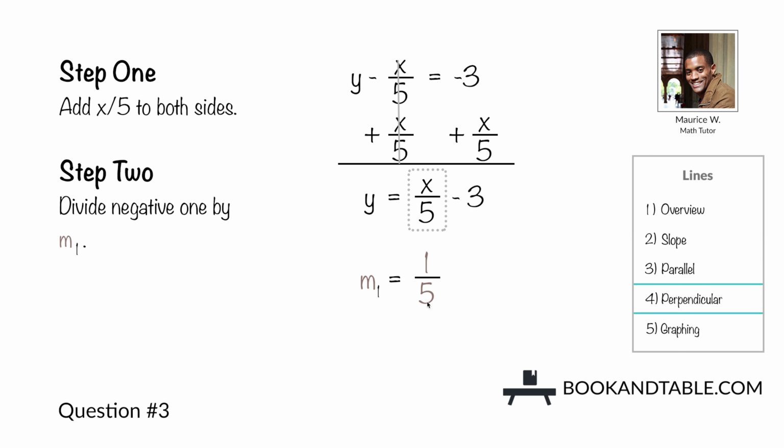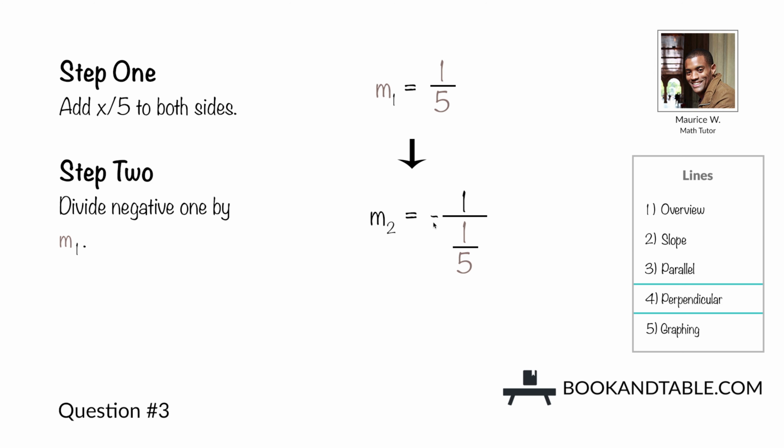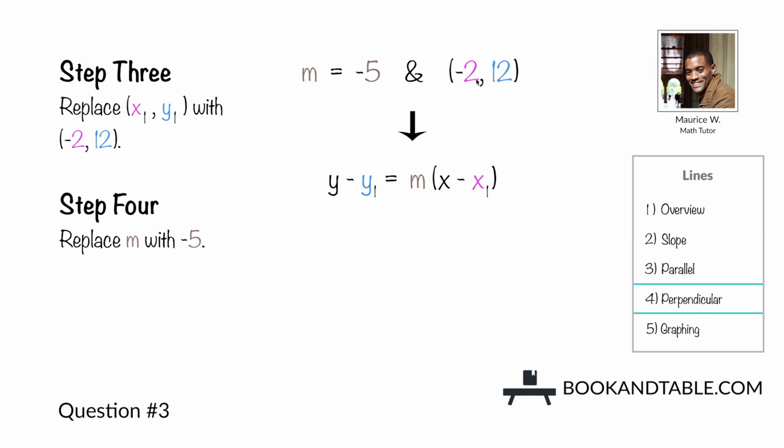Step 2, to find the slope of the perpendicular line, the one that we want, divide -1 by m1, which is 1/5. -1 divided by 1/5 is the same as -1 times +5. The reciprocal is 5 over 1. So -1 times 5 is -5. So this is the slope of the line that we want. Plus, we were given the point -2, 12. So step 3, replace x1 with -2 and y1 with 12.